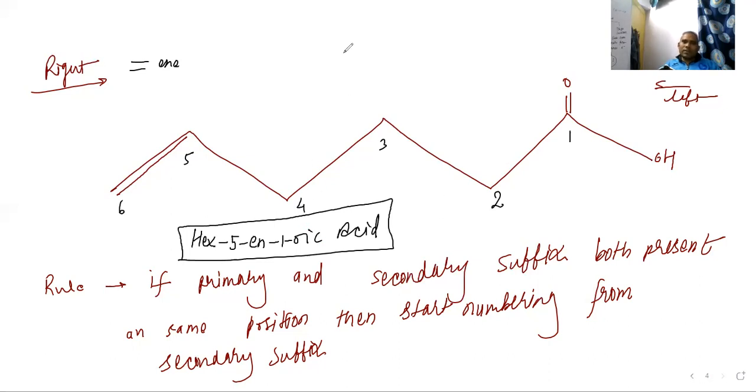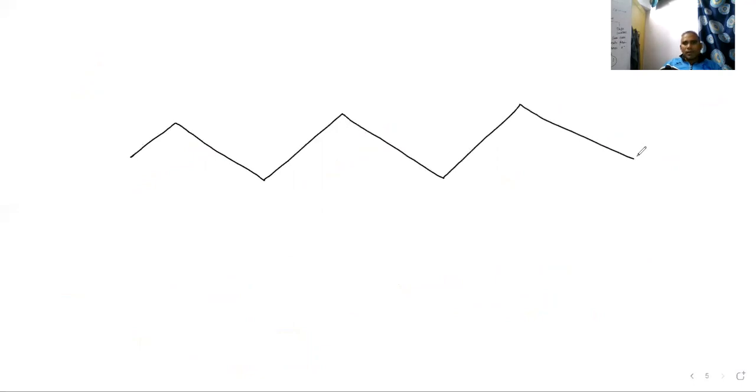Suppose the same compound, what I am doing. Let us go to the next page, you will be able to understand better. Here is the OH. Here is C double bond O. Here is Cl. Here is another one as well. Here is the Br, right? And here is a double bond.